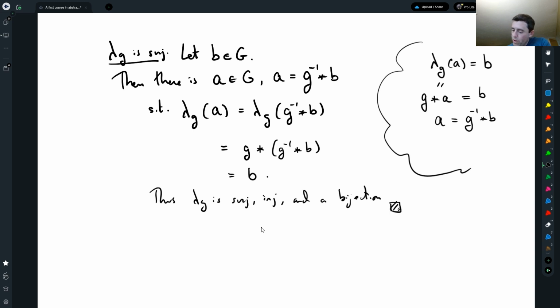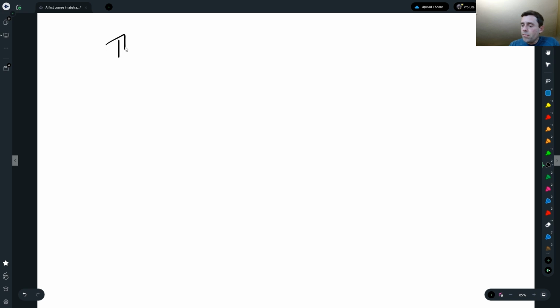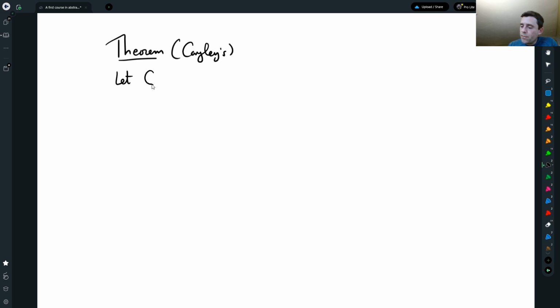Okay, so what we have is these lambda_g's that just send any a to g times a. Those are bijections. So therefore, every row of a Cayley table is a permutation of G. So now I can actually prove Cayley's theorem. So theorem, Cayley, let G be a finite group.